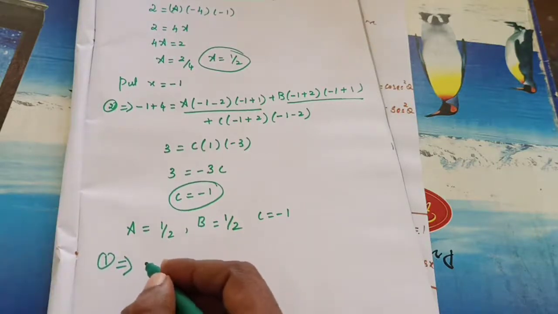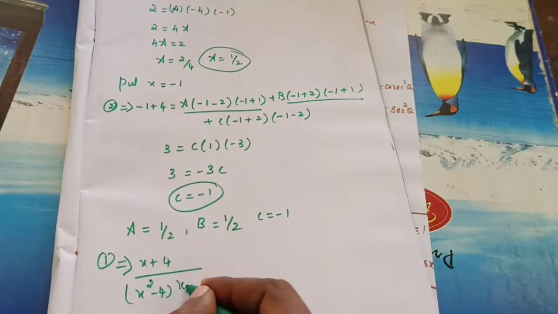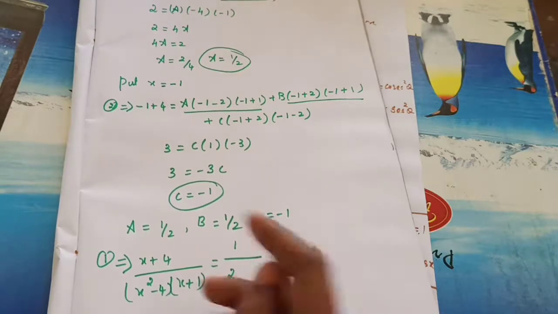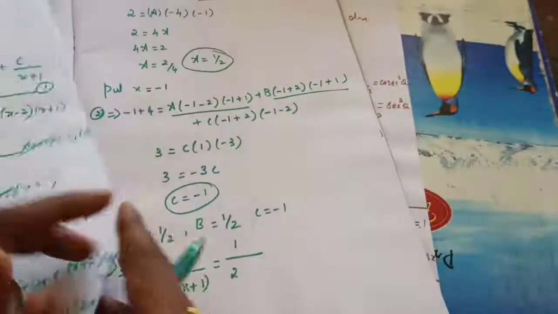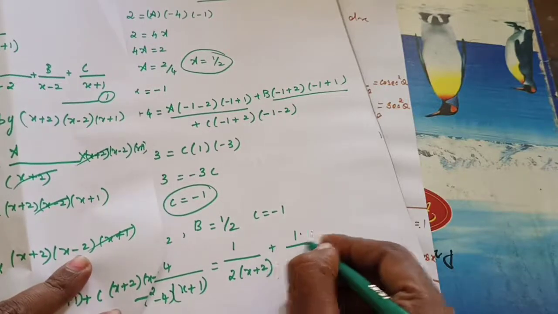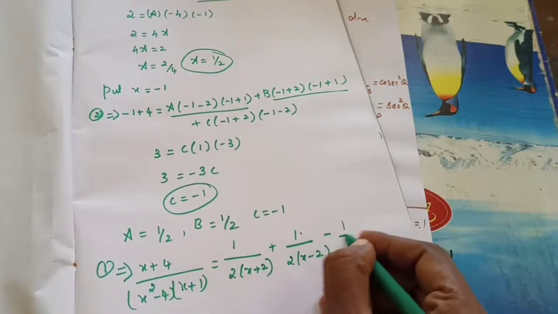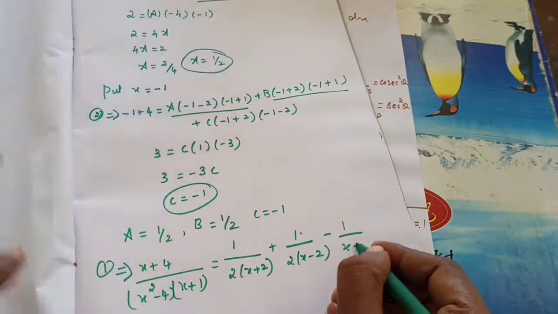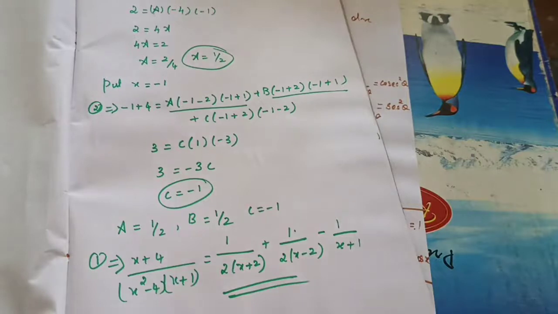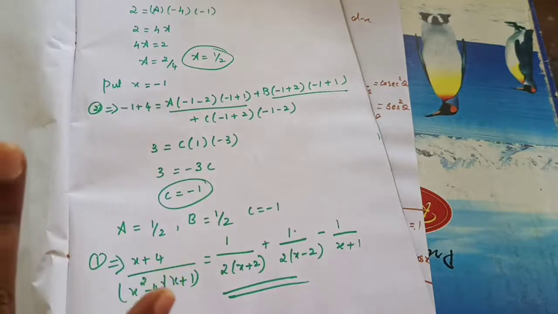So what will happen? x plus 4 divided by (x square minus 4) into (x plus 1) is equal to a value 1 by 2, is it right? So 1 by 2 into 1 by (x plus 2), then plus b value 1 by 2, so 1 by 2 into 1 by (x minus 2), minus 1 divided by (x plus 1). Okay, so this is the answer. Have you got it? I hope you got a good idea of type 1. Okay children, so substitute a value, b value and c value. This is resolving into partial fractions.